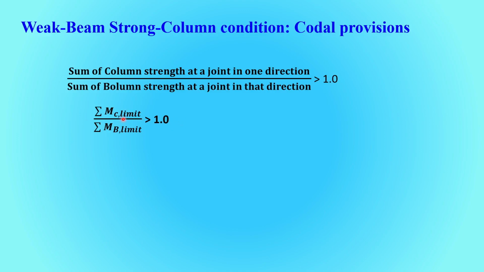MC limit is the moment of resistance of the column in limiting condition. And MB limit is the limiting moment of resistance of the beams. So these are the minimum strength shown by the limit strength level for the columns and minimum strength shown by the beams in the limiting condition. Their ratio should be more than 1 so that the columns are stronger.